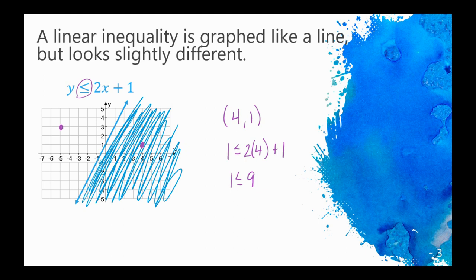solutions. So for example, if I take the point negative 5, 3, and I plug that in for x and y, I get 3 is less than or equal to 2 times negative 5 plus 1, which is 3 is less than or equal to negative 9. That is a false statement, okay? The other one was true because it was in the solution set. This one is false because this point at negative 5, 3 is not a solution of the inequality. So any point that occurs in that shaded region will make the statement true, and any point that's not in the shaded region will make it false.